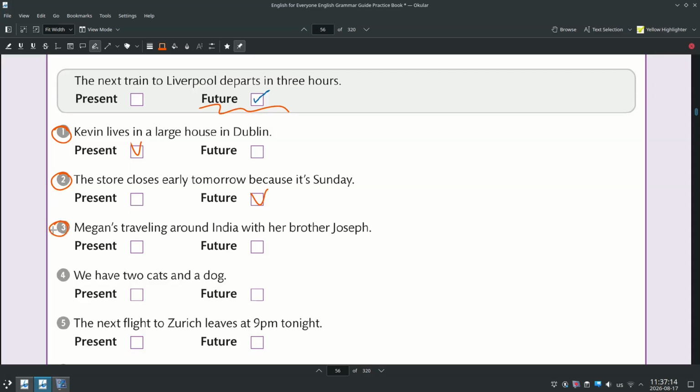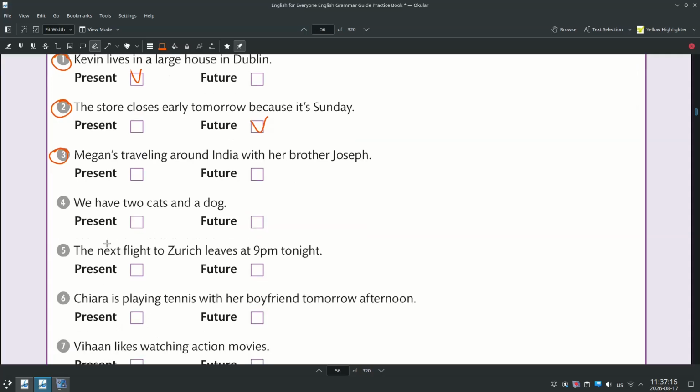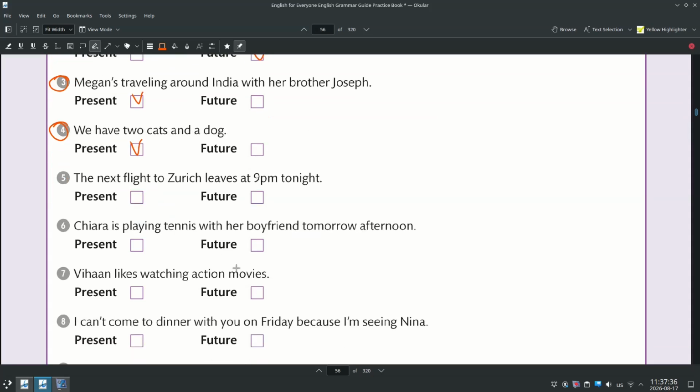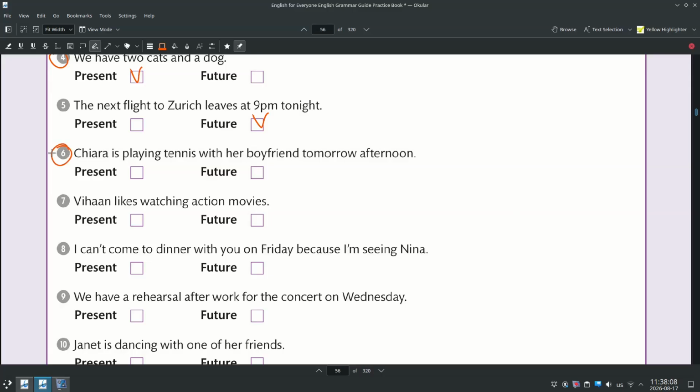Number 3. Megan's traveling around India with her brother Joseph. Present or future? Of course, present. Because right now she's in the middle of this action. Number 4. We have 2 cats and a dog. We are talking about present. Number 5. The next flight to Zurich leaves at 9 p.m. tonight. About future.